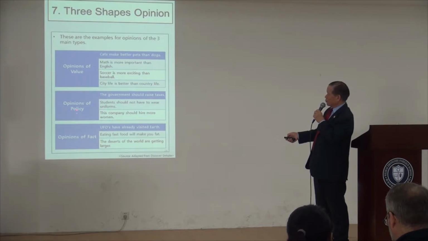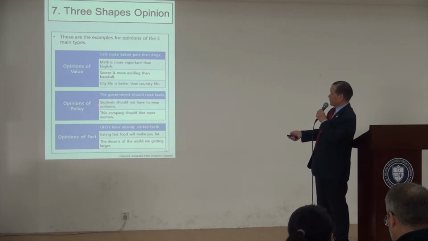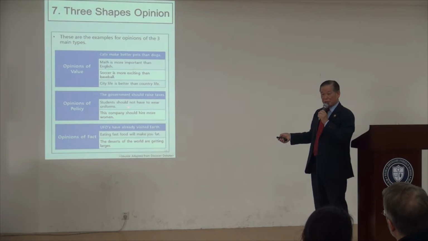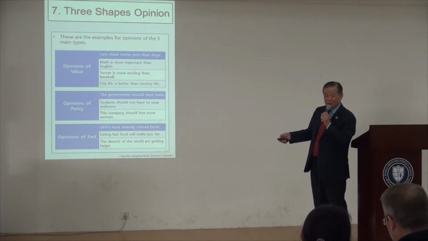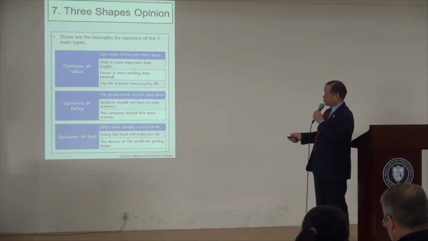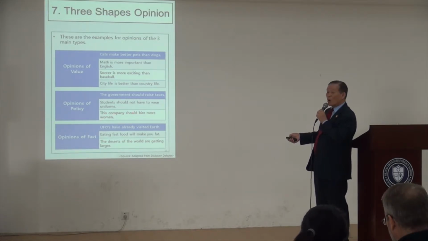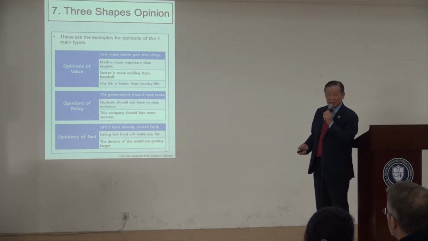The second part of opinion is like this. The government should raise taxes. Students should not have to wear uniforms at schools. If we declare this topic in the classroom, if we teach debate English, they have to be divided into two groups, the affirmative team and the negative team. They have different kinds of opinion. Another example: this company should hire more women. This is a controversial topic in debate.